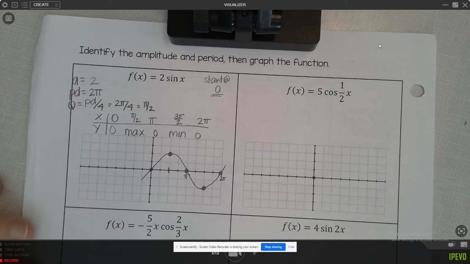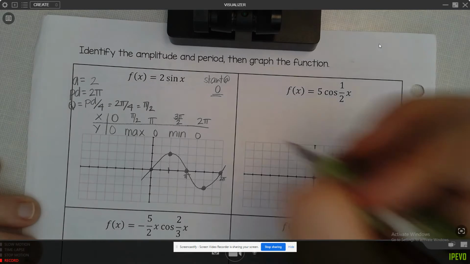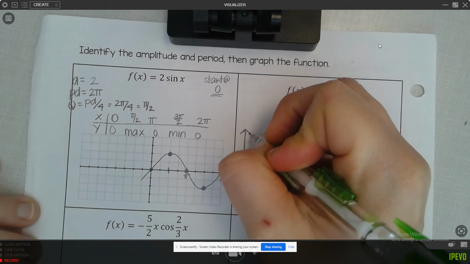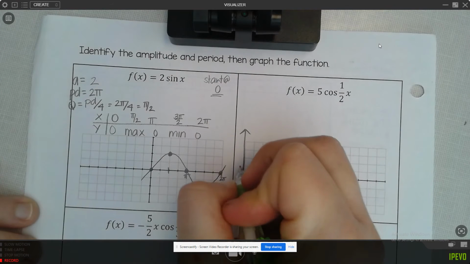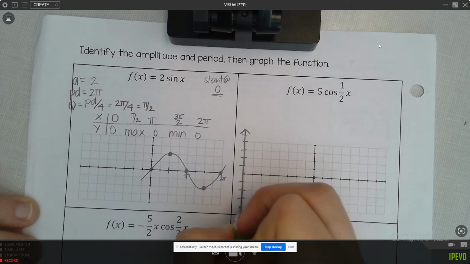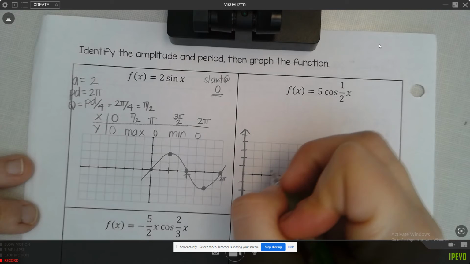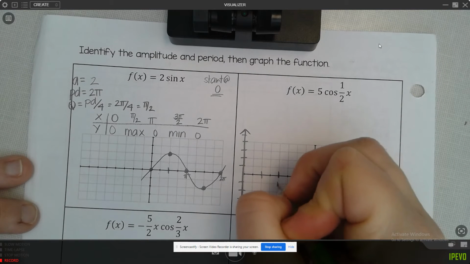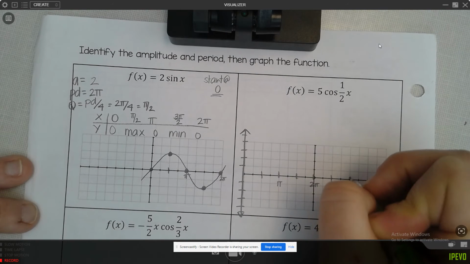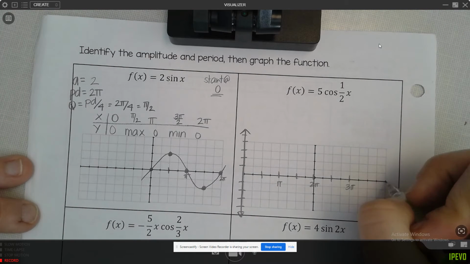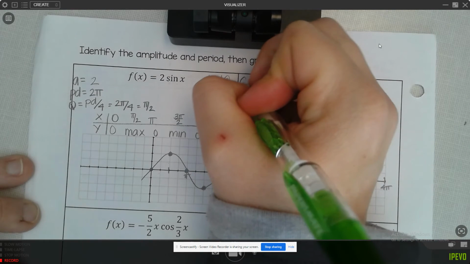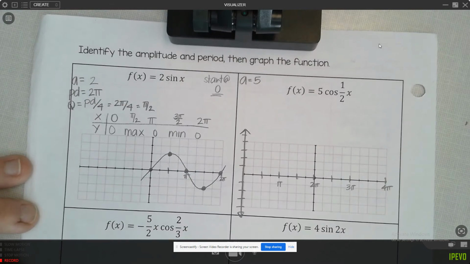There's my first sine function. Now for this next one, this graph is not the best, so I'm going to actually move my 0 down to here. I apologize for that. All right, so pi, 2 pi, 3 pi, and 4 pi. Okay, my amplitude is still the absolute value of 5, so that's 5.